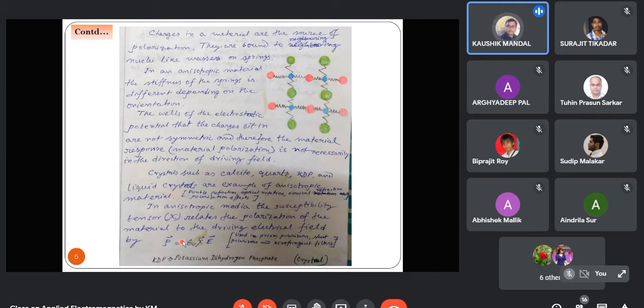Now the induced polarization P is related with the applied electric field by this particular equation: P equal to epsilon 0 xi E, where epsilon 0 is the dielectric constant of the material, or you can say the permittivity of the material. What about the xi? Xi is the susceptibility of the material.